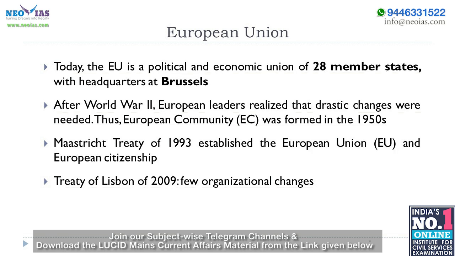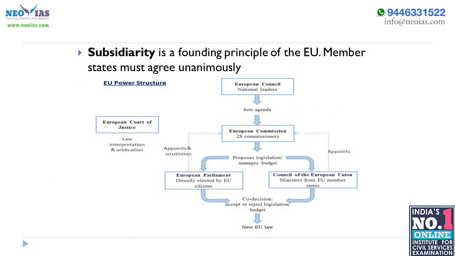Now, talking about the structure, the basic principle behind the European Union is subsidiarity. Laws are made through unanimous agreement and they are binding on the member nations. It has 7 major institutions that administer its function. The highest body is the European Council, which comprises the heads of 28 member nations. Next is the European Commission, comprising representatives of the member countries.